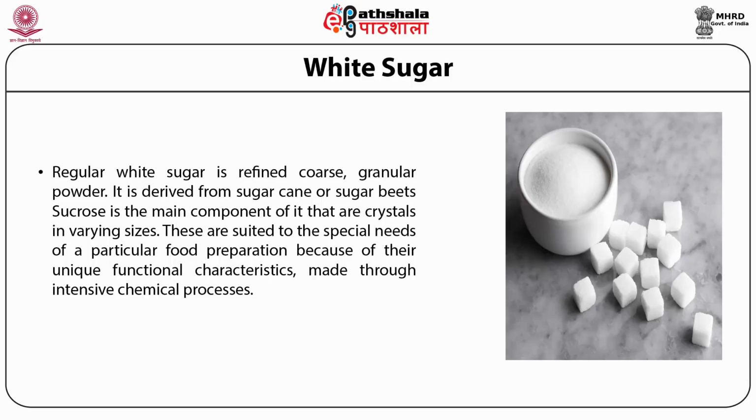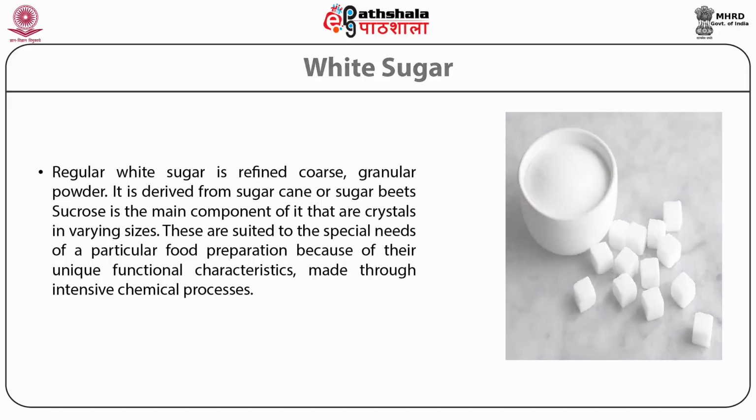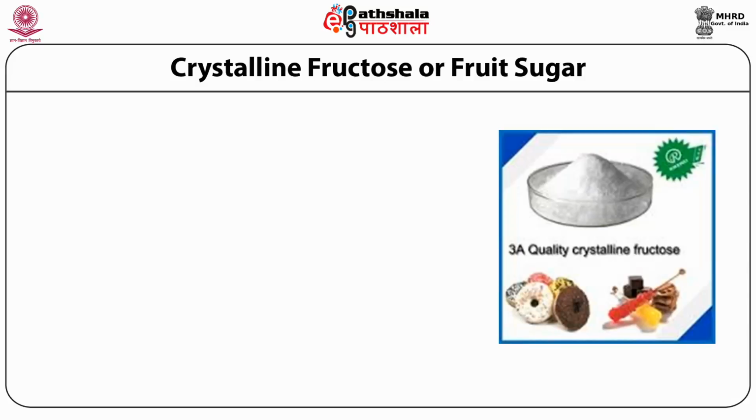It is derived from sugar cane or sugar beets. Sucrose is the main component of it, and these are crystals in varying sizes. These are suited to the special needs of a particular food preparation because of their unique functional characteristics made through intensive chemical processes. So, white sugar is the most common form of sugar, widely used in all types of sugar-driven products and candies.